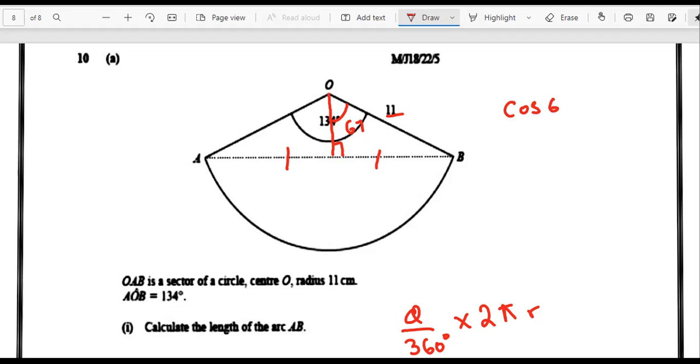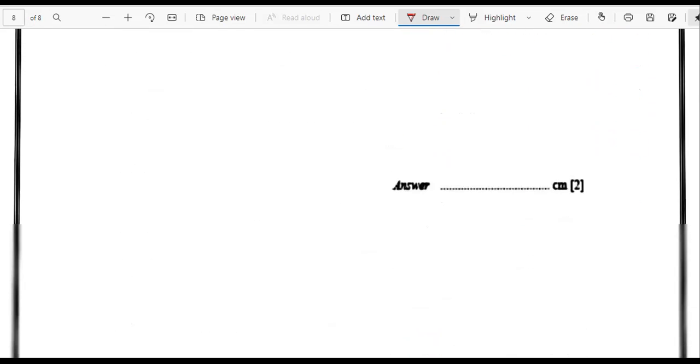Cos 67 is base over hypotenuse. Base is basically going to be the red line. So I am going to write x for that divided by 11, that is the hypotenuse. So I'll do 11 cos 67 and that would give me x. So x is going to be 4.29. Yes? Is this okay, both of you? Yes.